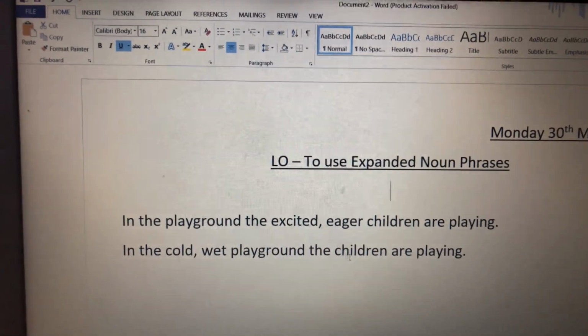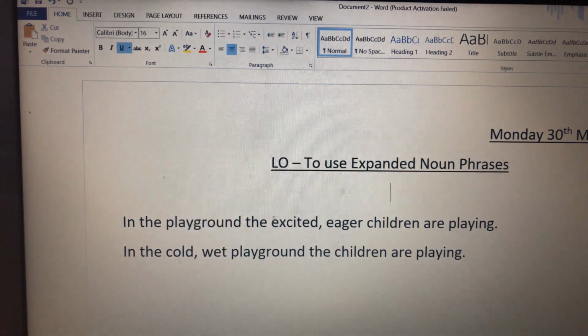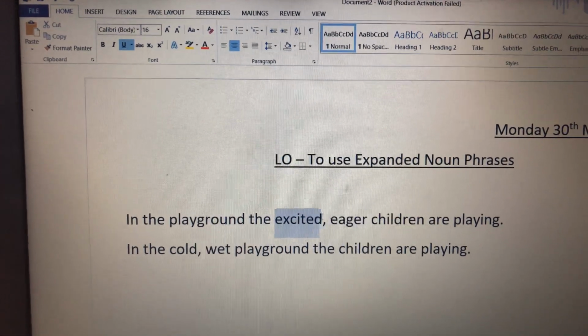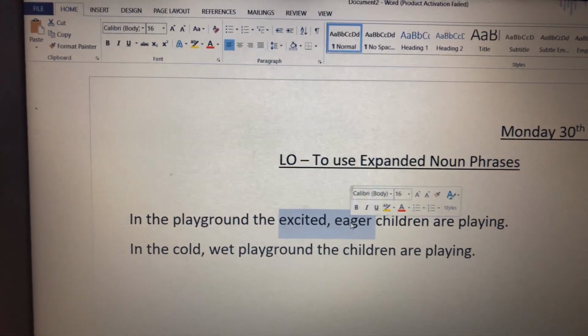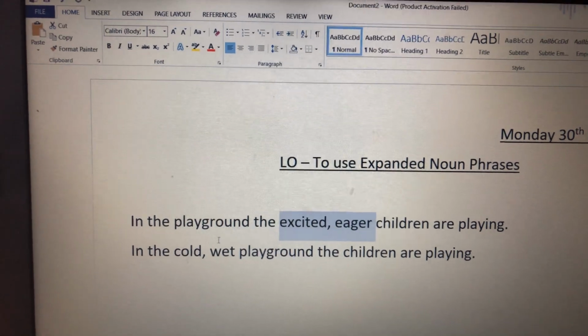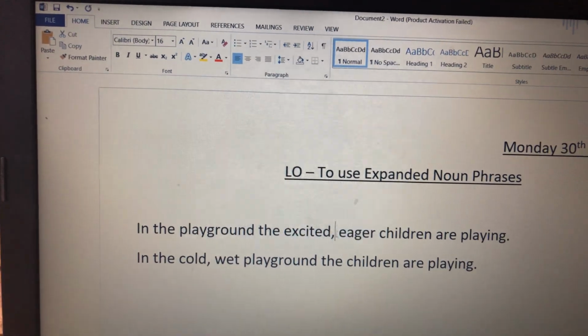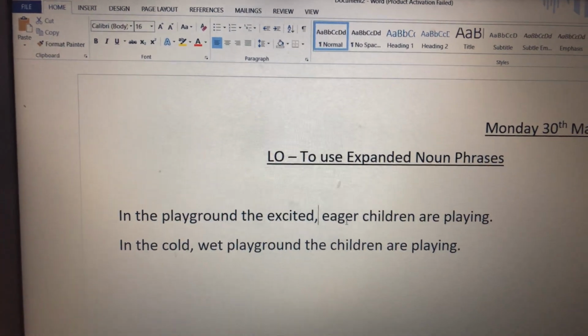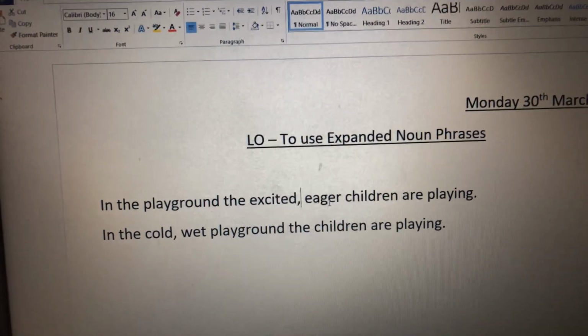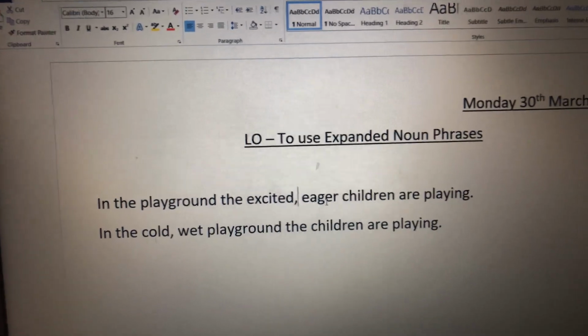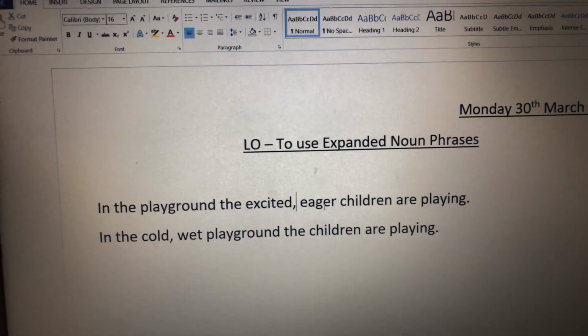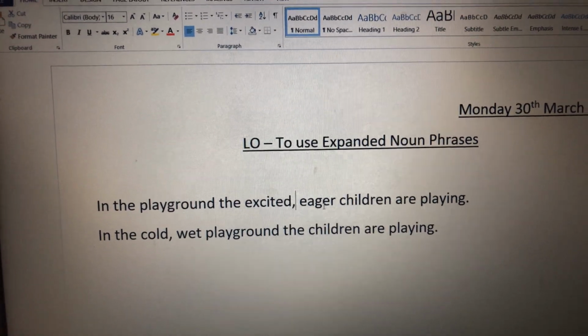And what we're doing is we're putting these two adjectives in, two words that describe the noun. So the children are excited, the children are eager, the playground is cold, the playground is wet. And we put a comma in between those two words because they are essentially a list. So I have to put a comma in there because it's more than one. It's a list of something. We use commas in between in our list, and that's another Year 3-4 target.